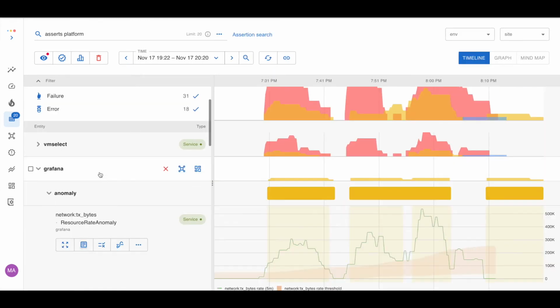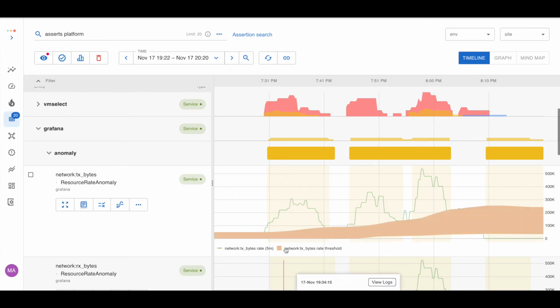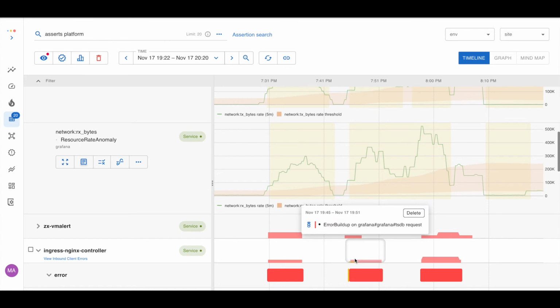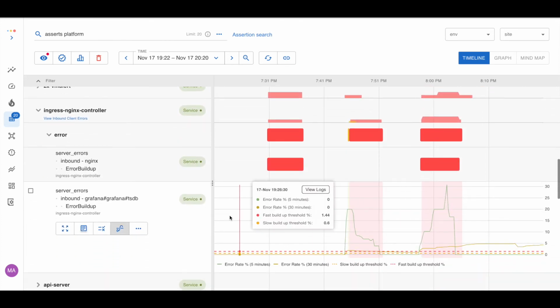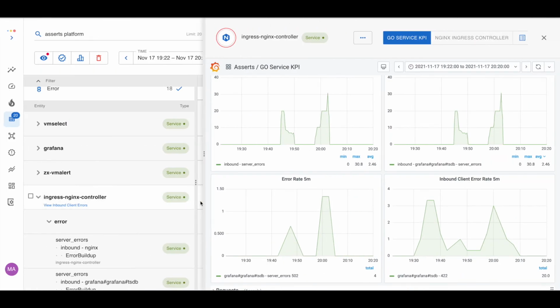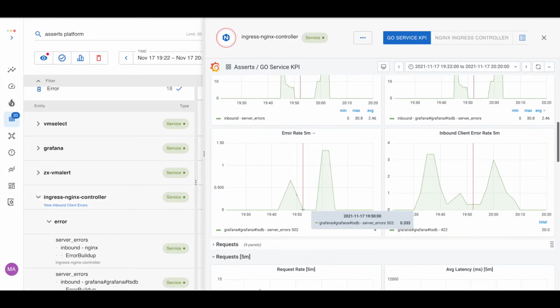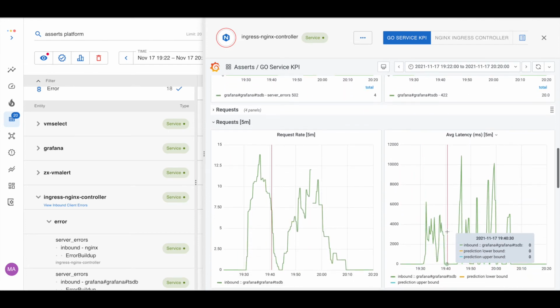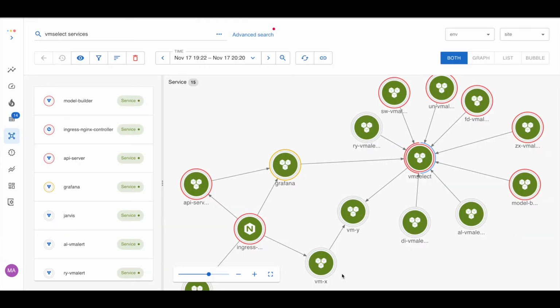Back in Workbench, we expanded the assertion charts for Grafana and observed a 100x spike in network bytes at the time of the VM Select crash. A quick look at the ingress controller assertions and error charts confirmed that the requests to Grafana are taking too long and erroring out. This was positive evidence that our users must have been evaluating particularly heavy queries via the Grafana query interface. The root of the problem became clear.